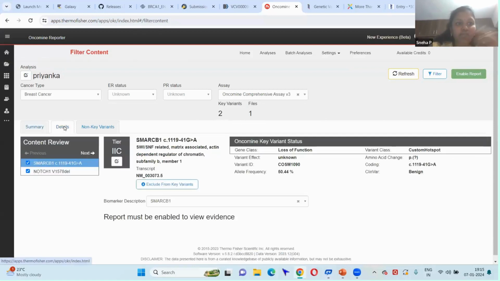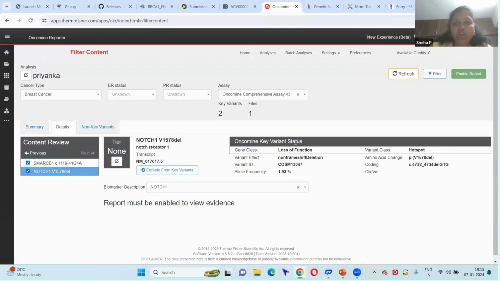So this patient does not have BRCA1 or BRCA2. She has some other variants, but you can see here it is benign. This one is a deletion variant. However, 1.93 is not a good allele frequency to be reported, but this is a deletion variant.